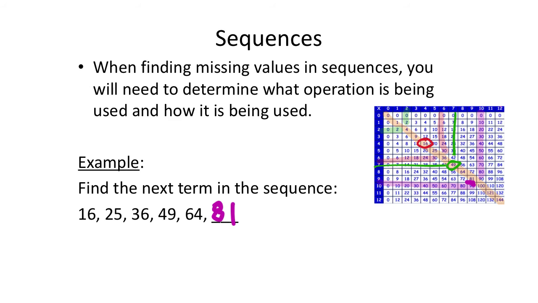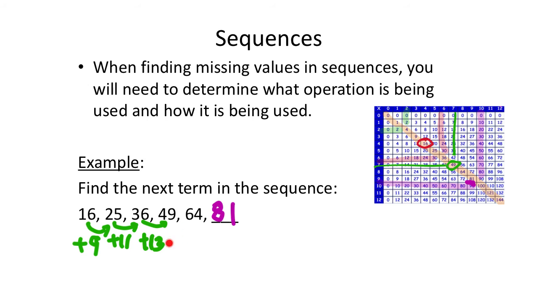But using addition on this one, you could say, well, 16 plus what is 25? And you'd find that you'd have to add 9 right there, right? Okay, well, 25 plus what is 36? And you say, oh, I know that's 11. Okay, well, 36 plus what is 49? That's 13. You see how there's kind of a pattern with these values that we're adding. So it's plus 9, and then 11, then 13.